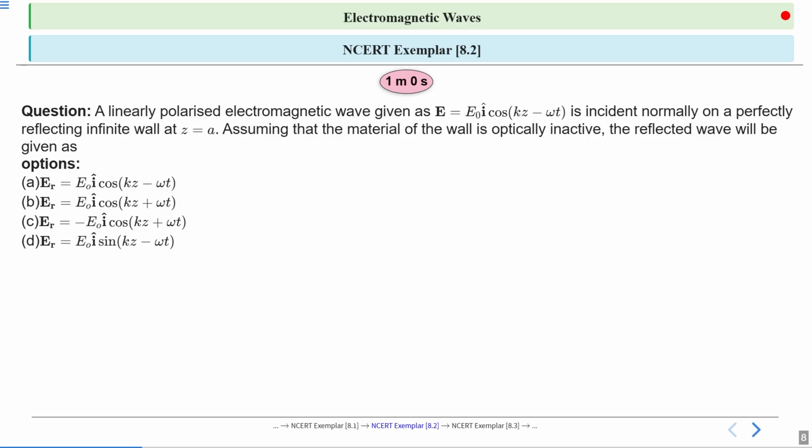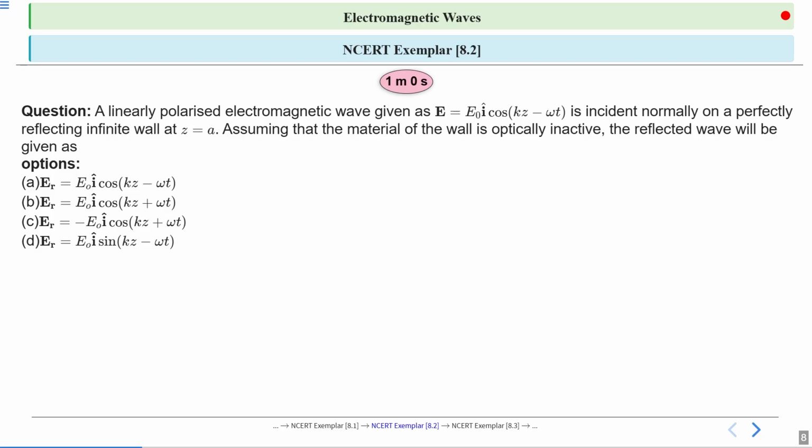It is incident normally on a perfectly reflecting infinite wall. So this electromagnetic wave is reflecting from an infinite wall, and it is perfectly reflecting. Assuming the wall is at z equal to a, and assuming that the material of the wall is optically inactive. So what is optically inactive? We will discuss it in the solution also.